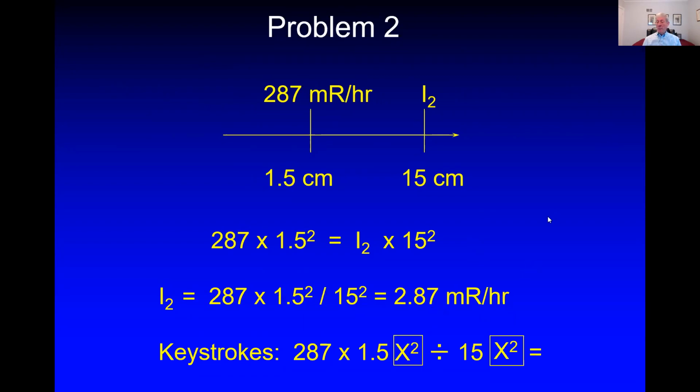Okay. Now, that's solving for intensity. That's pretty easy compared to solving for distance because we have to take the square root, and that's not so easy to work in our heads. Before we go to problems 3 and 4, any questions about problems 1 or 2? Anyone?